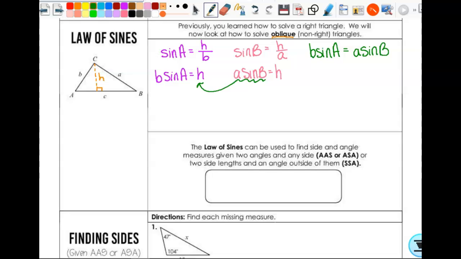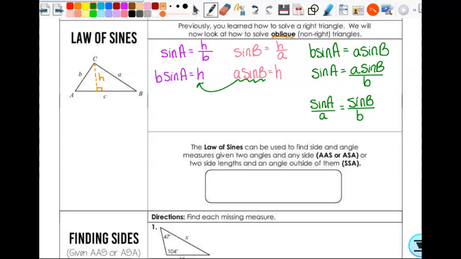So now I'm going to rearrange this just a little bit. I'm going to divide both sides by the little b, so that'll leave me with the sine of A equals a times the sine of angle B over side b. Then I'm going to divide both sides by little a, so that gives me the sine of angle A over little a equals the sine of angle B over little b. Okay? So that is part of the law of sines.